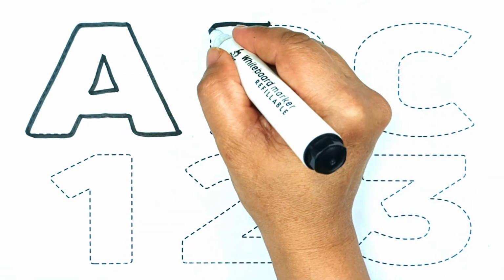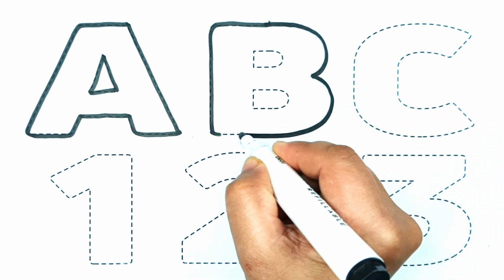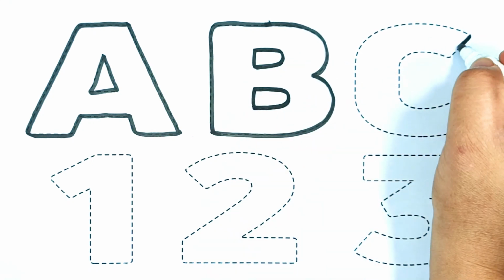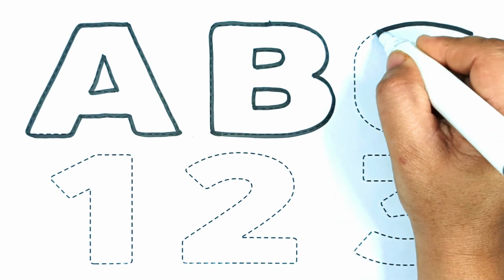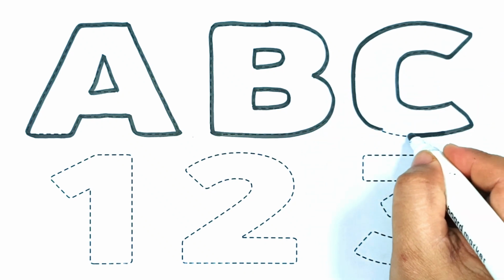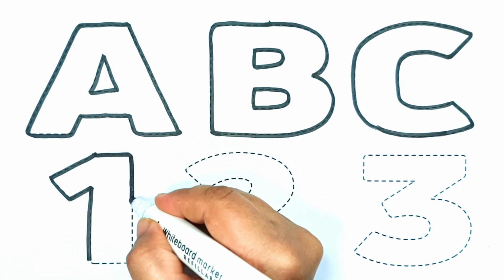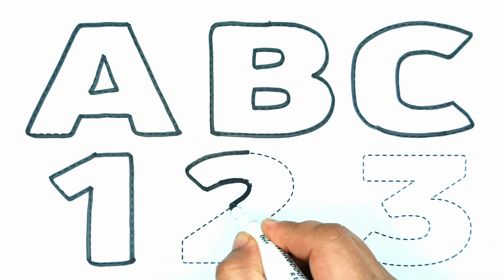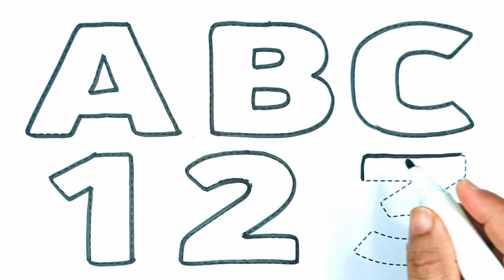A, B. Now I know my ABCs. Next time, won't you sing with me? C, A, B, C, D, E, F, G, H, I, J, K, L, M, N, O, P, Q, R, S, T, U, V, W, X, Y, and Z. Now I know my ABCs. Next time, won't you sing with me?